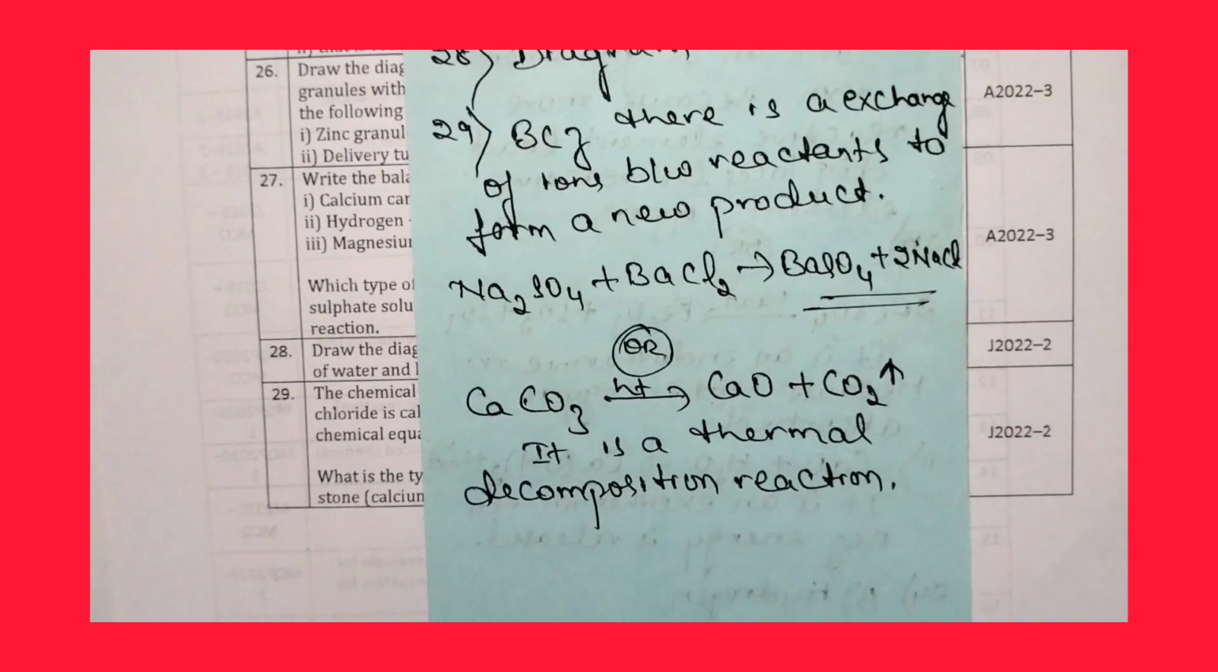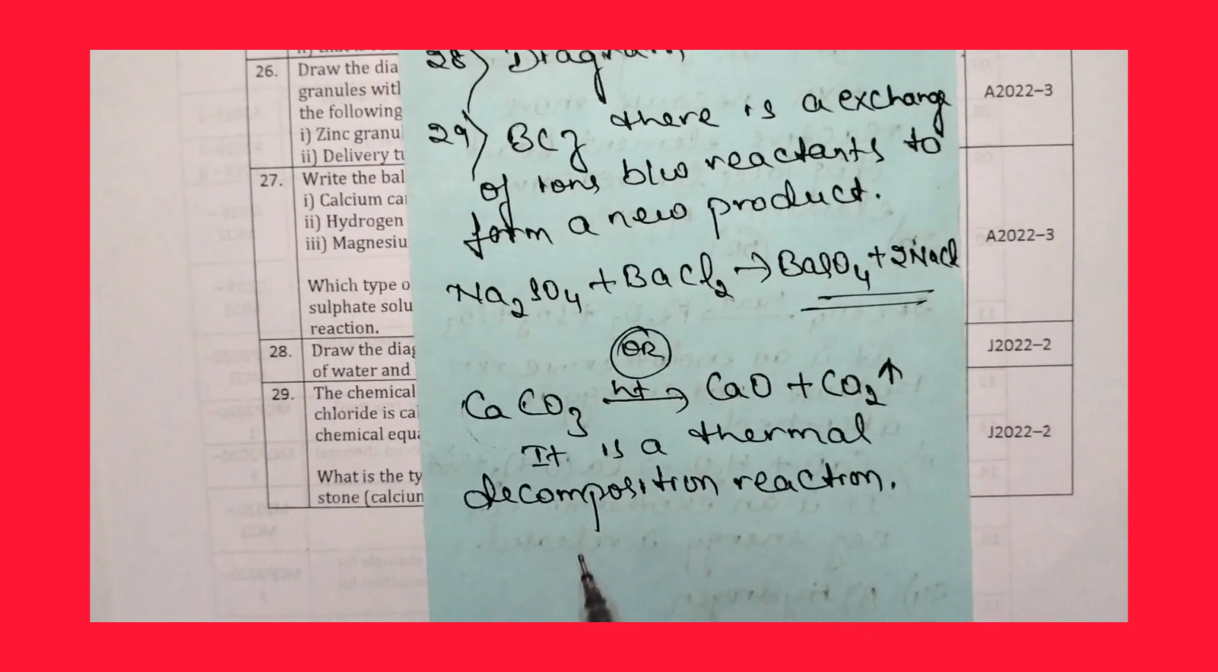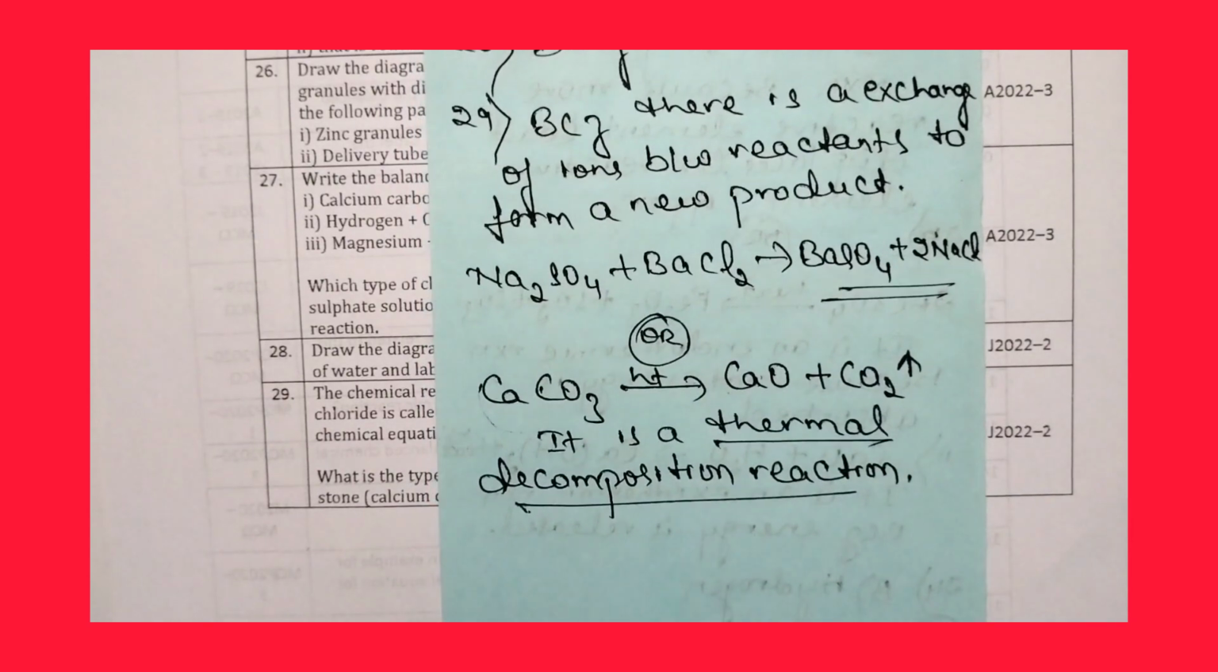We call this a thermal decomposition reaction. Here a single reactant decomposes to form two or more products by using heat as a source of energy. It is a thermal decomposition reaction, and this is the balanced equation. For this, balancing of the equation carries 1 mark, so it is a 2 marks question. So like this we have to answer these questions, and these are all the questions asked in previous year question papers related to chemical reactions and equations.